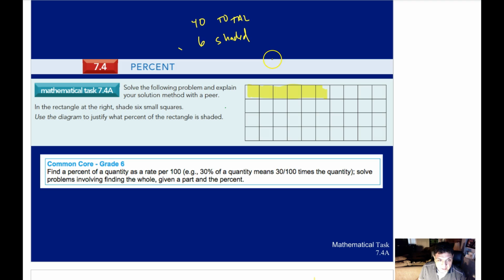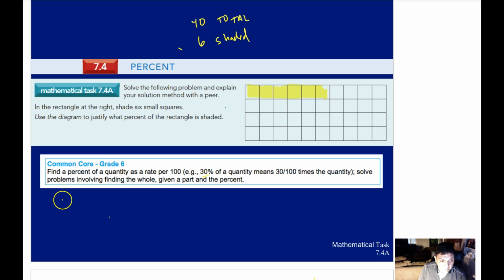Since percent is usually what we call out of 100, as you read here from Common Core, 30% means 30 out of 100. And so we don't have 100 here, so it's hard to say. Is it 6%, 60%? And so we have to think about what is this relationship.